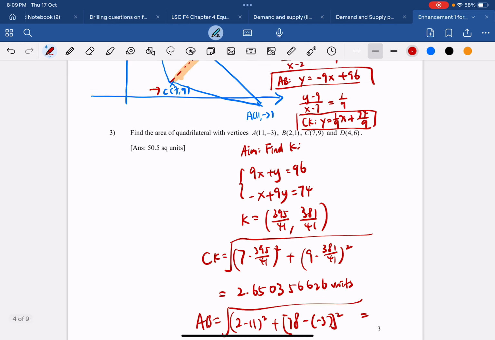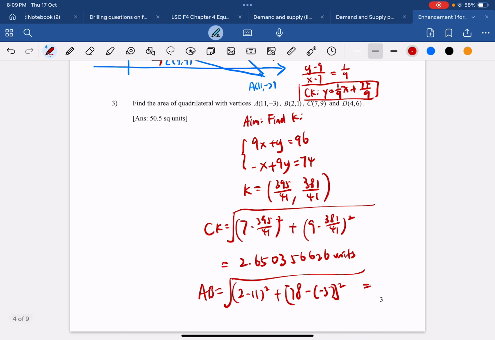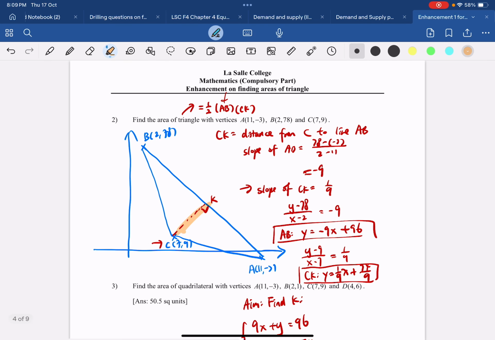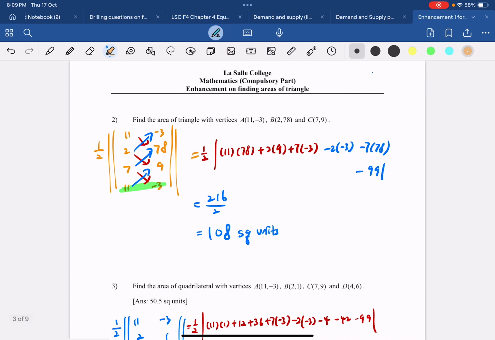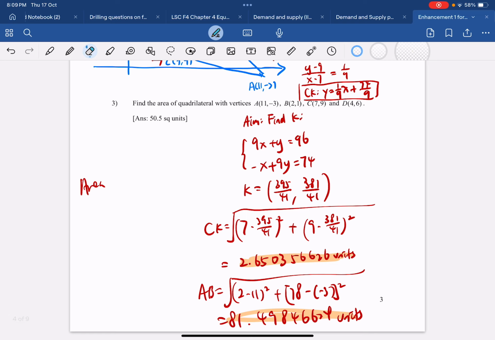So you press your calculator, and it would be 81.4946624 units. Okay, so the area is this times this divided by 2, right? You can try it and you will find it's exactly 108 square units, which corresponds to our answer. So you can see if you use the LC method, it's just 3 steps. But if you use the in-syllabus method, it's very troublesome. That's why I introduce the LC method to you.